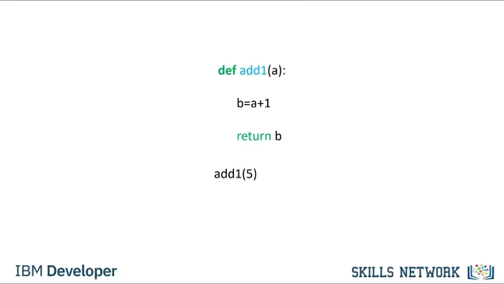After we define the function, we can call it. The function will add 1 to 5 and return a 6. We can call the function again, this time assigning it to the variable c. The value for c is 11.